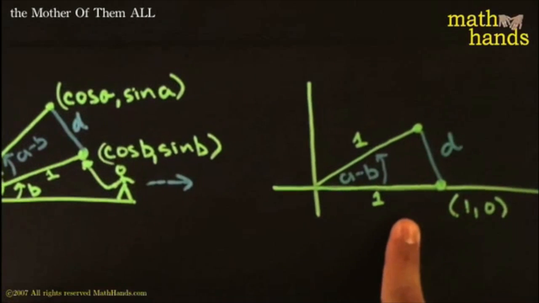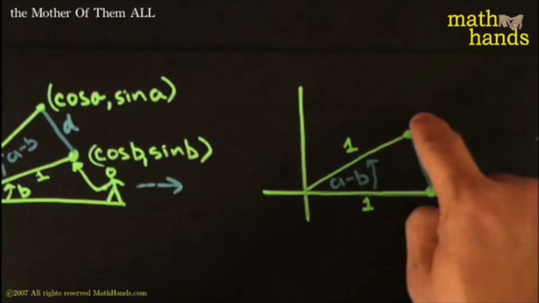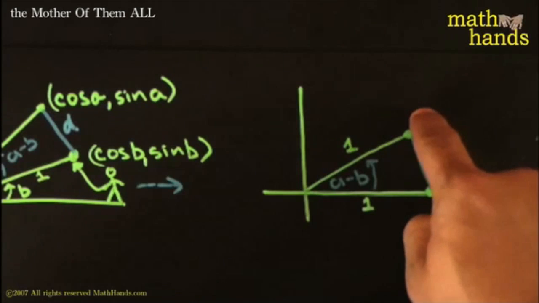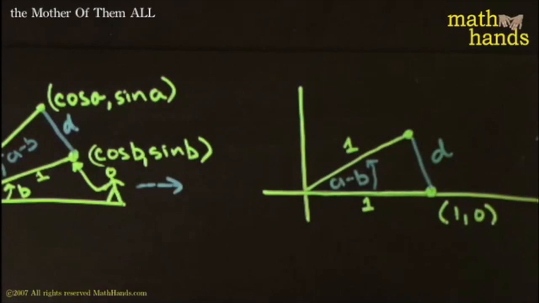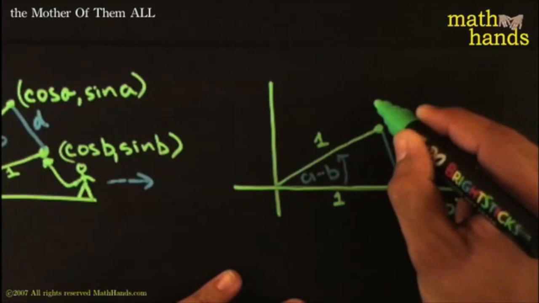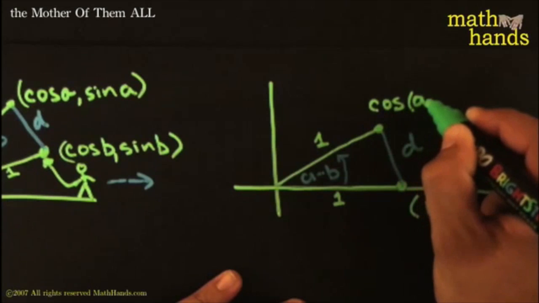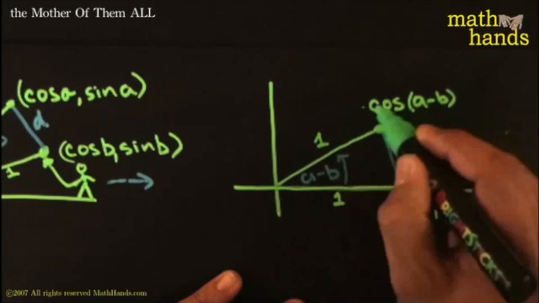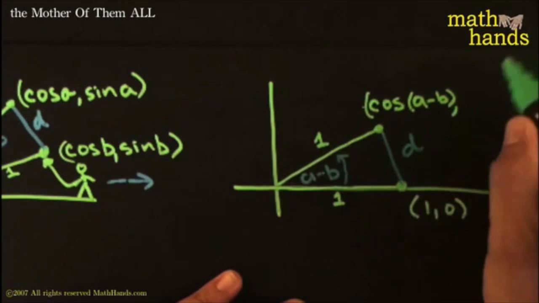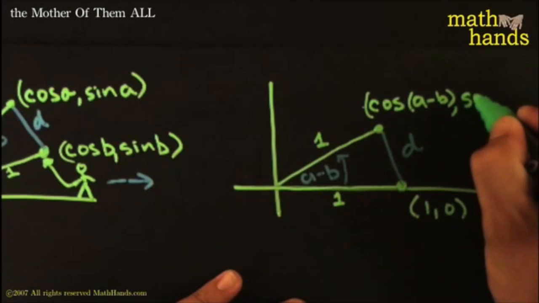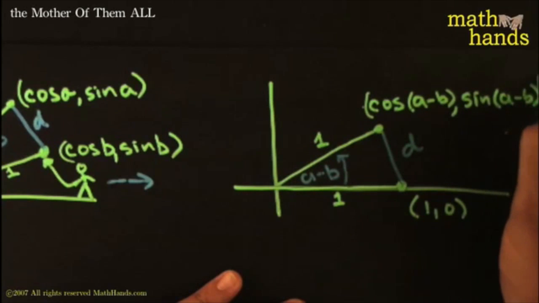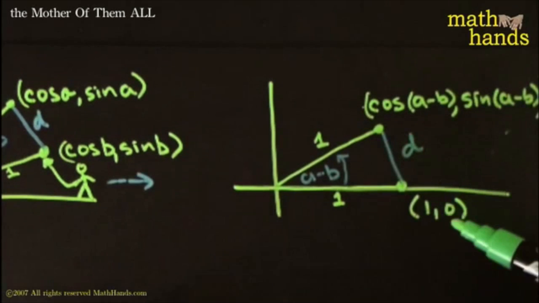And now we practice this. Once you know the angle, you should be very, very good at finding the coordinates for that point right there. And those coordinates would be cosine of A minus B times 1, of course, but I don't need to multiply by 1 because it's the same thing, and then sine of A minus B. Right? Those would be the coordinates.